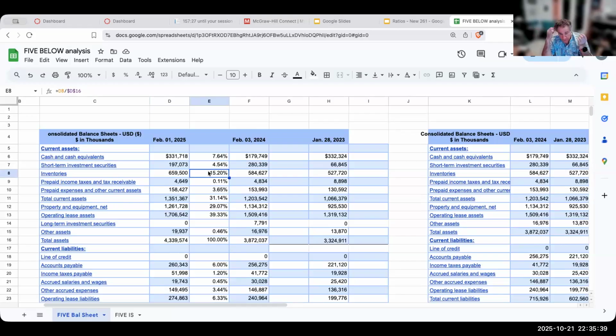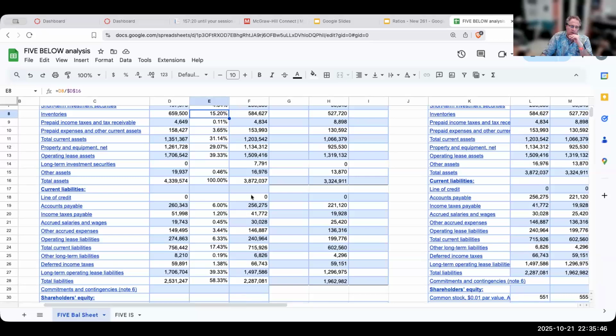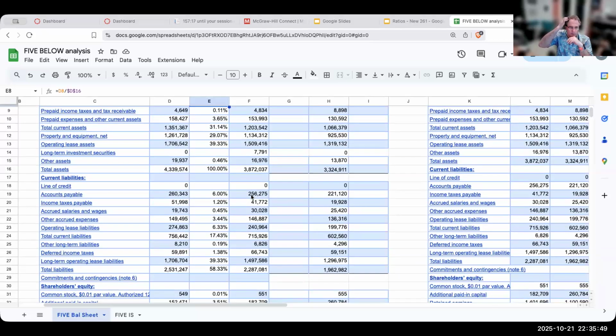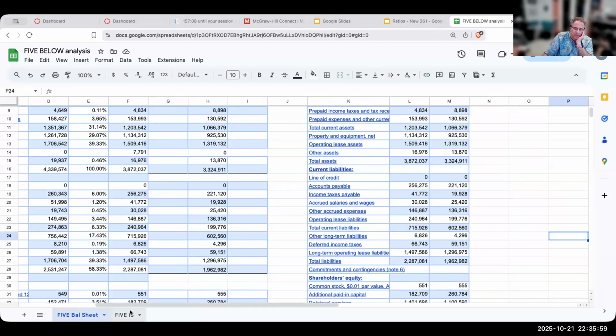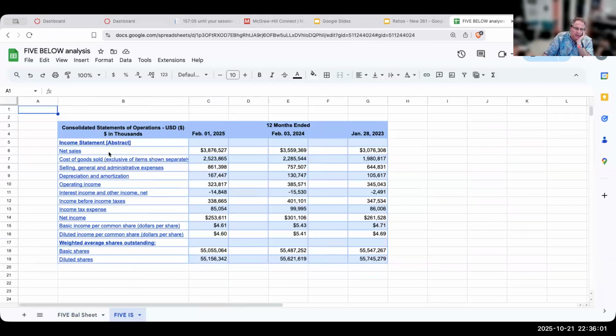Will inventory turnover be relevant to us? And the answer is absolutely yes. Some of the other things we might also go through and see are concepts such as debt. When we take a look at the income statement for Five Below, what you notice is that you've got operating income and interest income. Five Below, as of February 1st, 2025, had no debt.